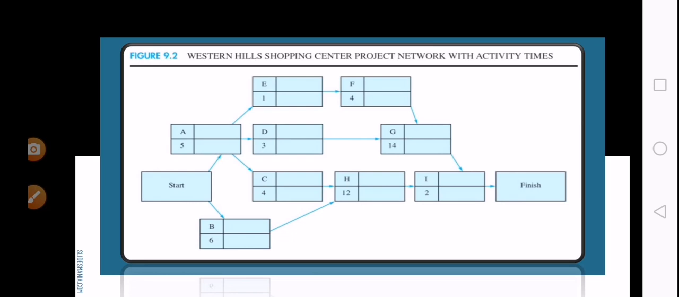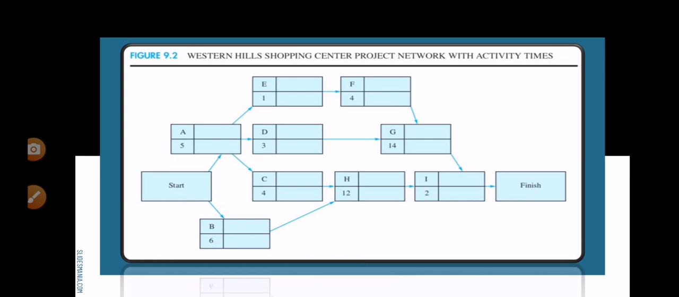In the project network with certain time, the boxes here are called the nodes. The lines with the arrows are called arcs. So remember, the rectangles are called the nodes, while the arrows and the lines are called arcs.